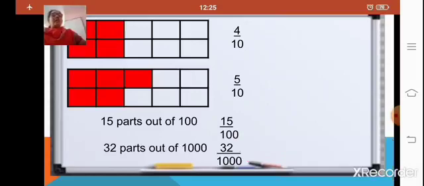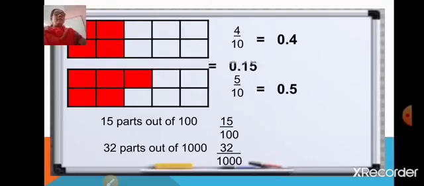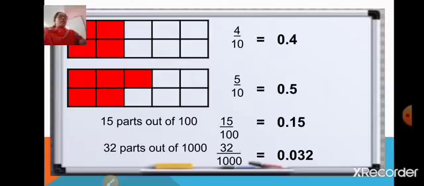Now these fractions can be represented in another form. 4/10 can be written as 0.4, 5/10 can be written as 0.5, 15/100 is written as 0.15 and 32/1000 is written as 0.032. Okay. Now 0.4 is read as zero point four. 0.5 is read as zero point five.